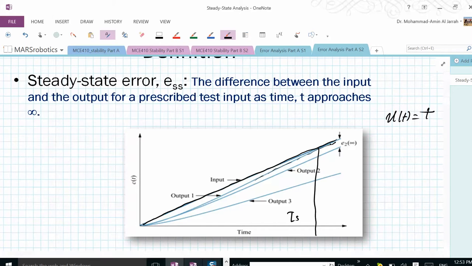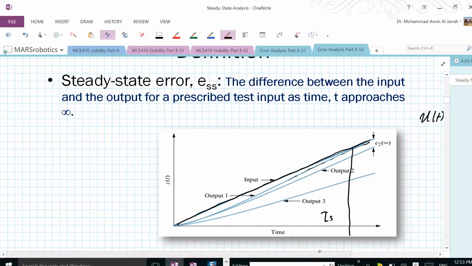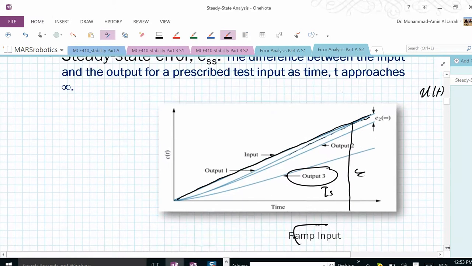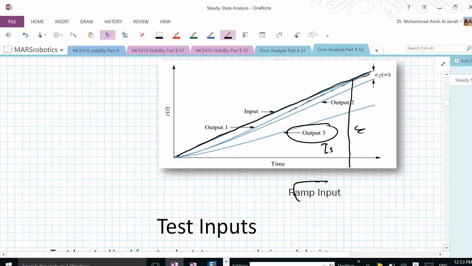And for system output 3, there is a diverging error. The error is growing with time. As t goes to infinity, what happens to the error? It goes to infinity. So the error can be 0, it can be constant, and it can also be infinity. Three values for the error: 0, constant, and infinity.